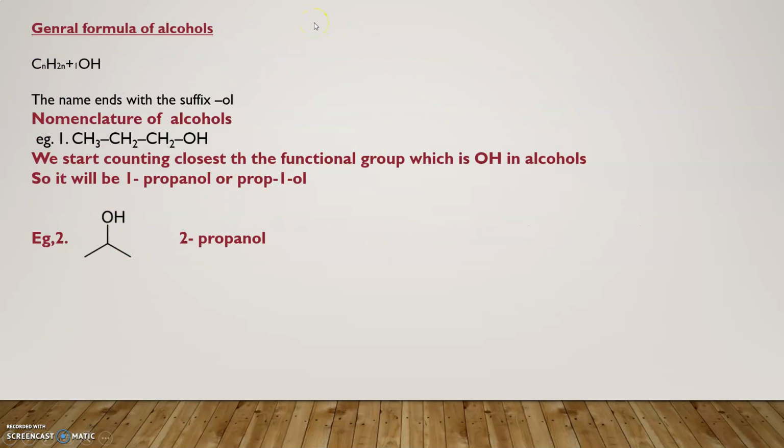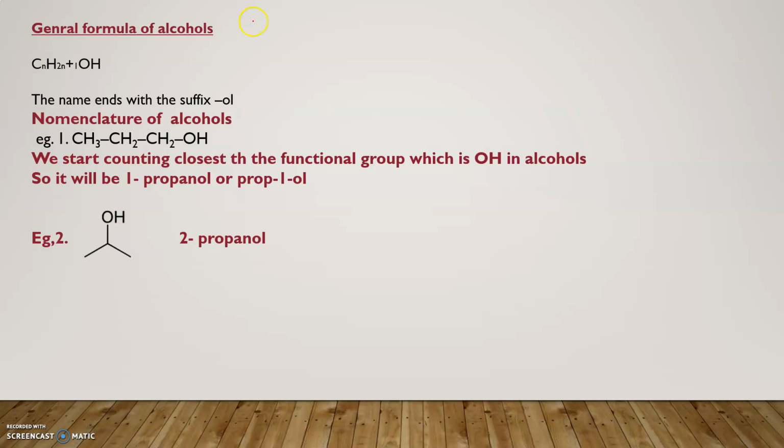First of all, let's remember what the general formula is. For every homologous family that we have learned about, there was a general formula. Same here. For alcohols, there is a general formula of CnH2n+1OH. This is the general formula. So using this formula, you can write any alcohol.